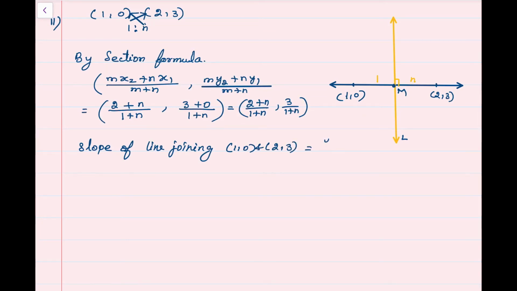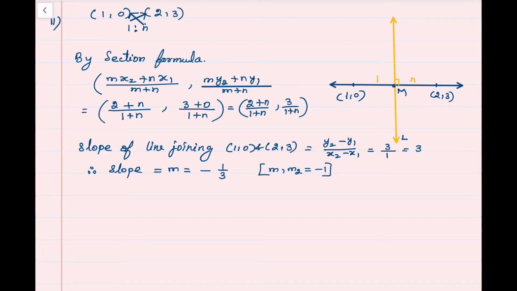The formula is (y2 minus y1) divided by (x2 minus x1), which is equal to (3 minus 0), which is 3, divided by (2 minus 1), which is 1. The slope is 3. Therefore, the slope of the line which we have to find will be the negative of its reciprocal, using the formula m1 m2 is minus 1.